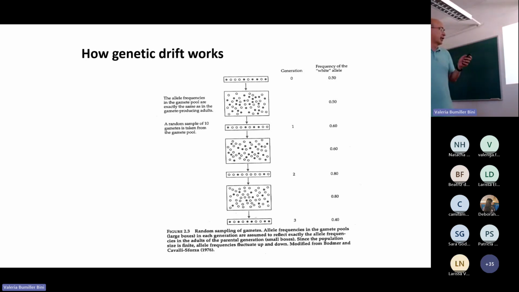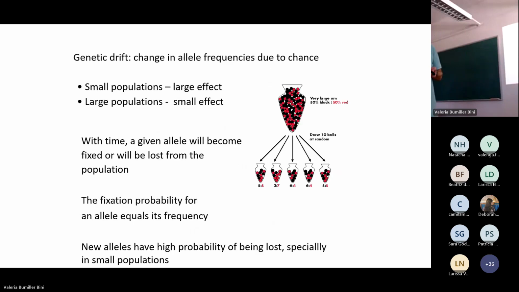So here's the schematic of what I said. We have a number of individuals. They produce a gamete pool, which gives rise to the next generation, and so on and so forth. Again, this is a little bit redundant. In full statistician mode here, we have an urn with black balls and red balls. If we draw 10 balls at random, then we will get larger deviations than if we drew, I don't know, 100 balls at random from the initial frequencies here of 50% black, 50% red.